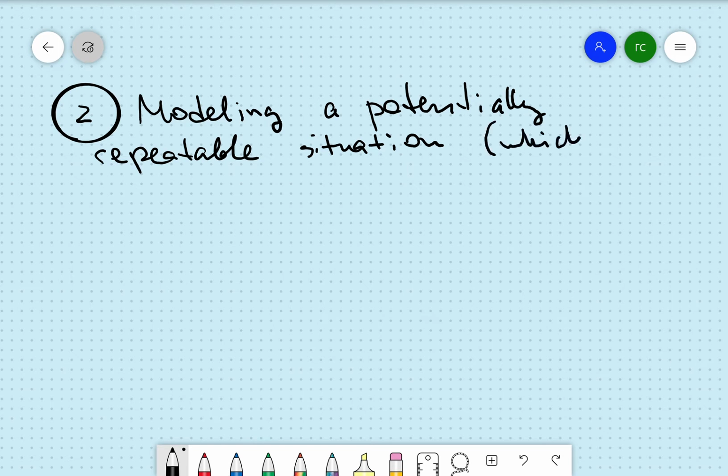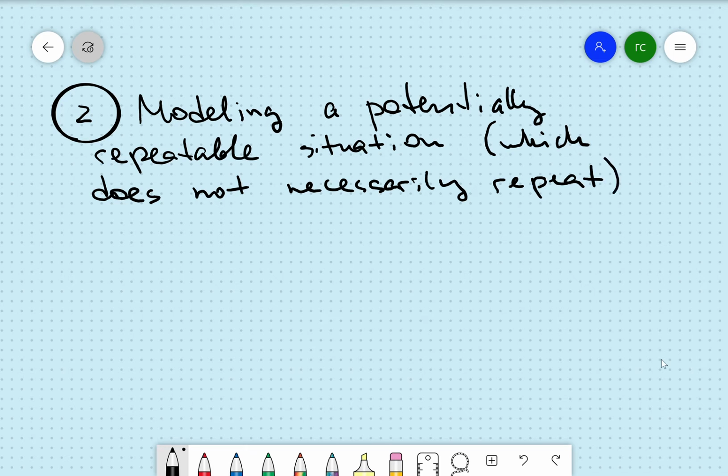which does not necessarily repeat. Right, the important part here is just that it could repeat, that there are some future rounds, future stages of the game which could happen, and that makes players here and now, when they decide on what they want to do, take that into consideration and act accordingly and modify their actions accordingly.